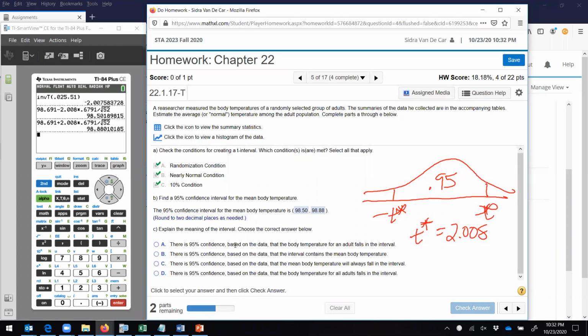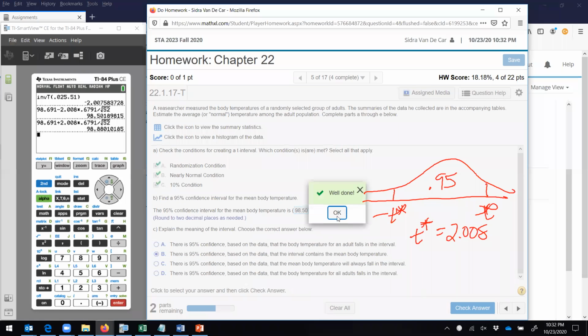Explain the meaning of the interval. There's 95% confidence based on the data that the interval contains the mean body temperature. Sounds about right. So that's containing the true mean.